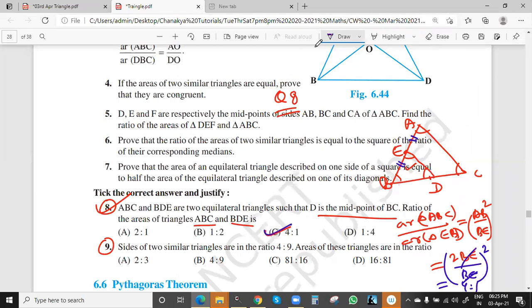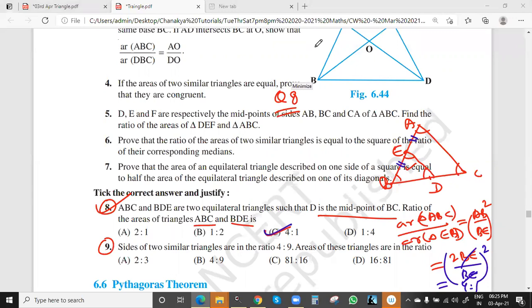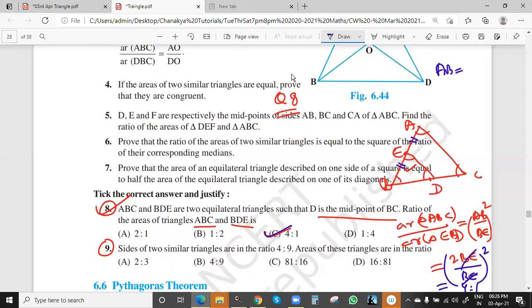Sir, I took AB is equal to X and EB is equal to X by 2, sir. No problem. Now AB we take as X. So EB is basically half of AB, AB by 2. Yes, sir. So X by 2. Then this also we can see, X will get cancelled, sir. Correct. Here also now see.